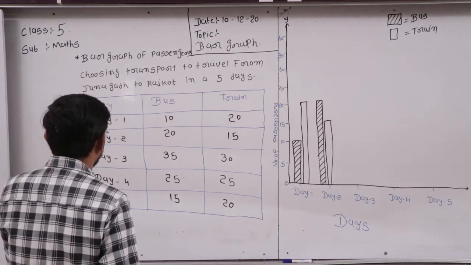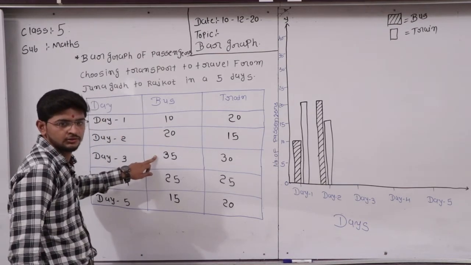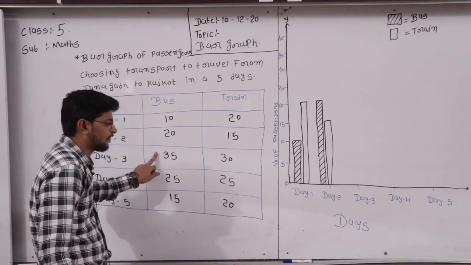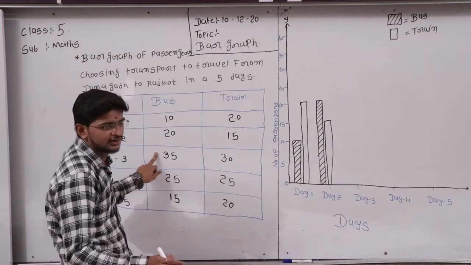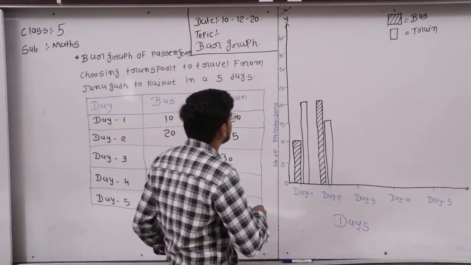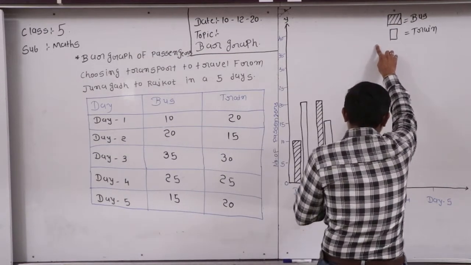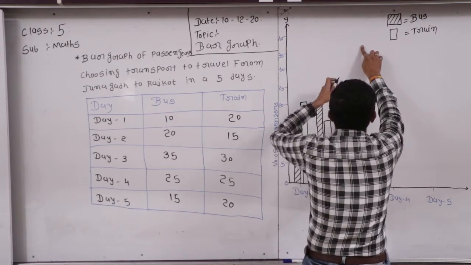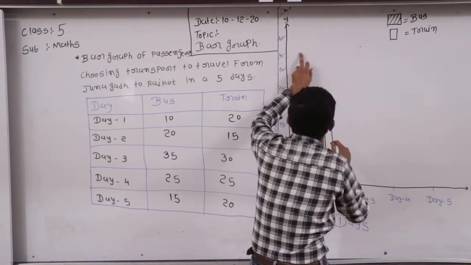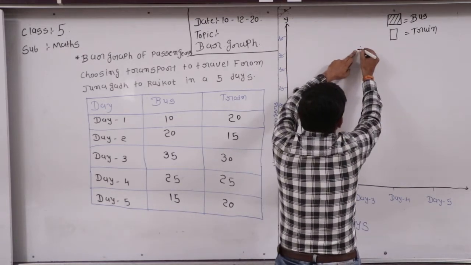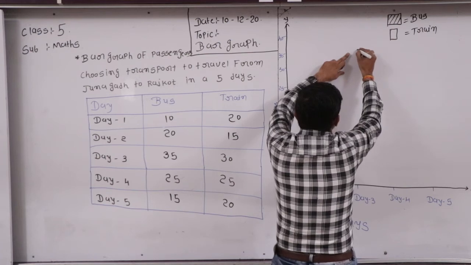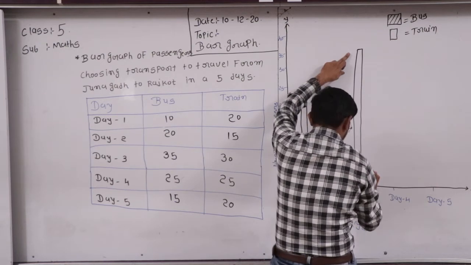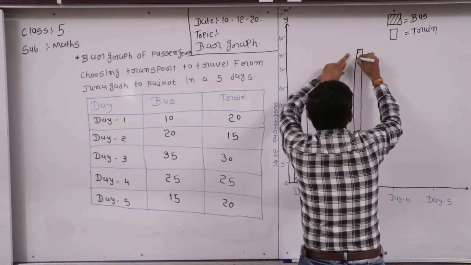On day 3, 35 passengers choose a bus. Right? So first find out day 3 on the x-axis and 35 on the y-axis. So we can say that 35 is here and day 3 is here. So we draw here. Here is our 35 and here is our day 3. So we draw the bar graph for a bus on day 3. It is for a bus.